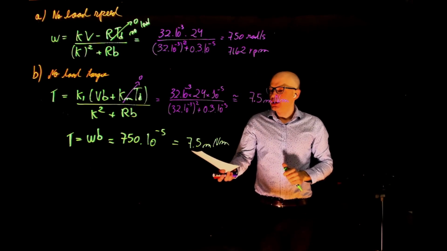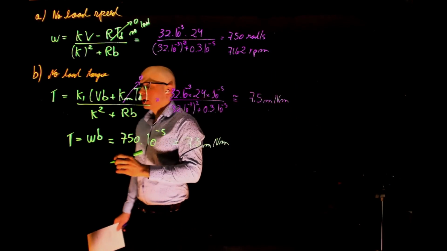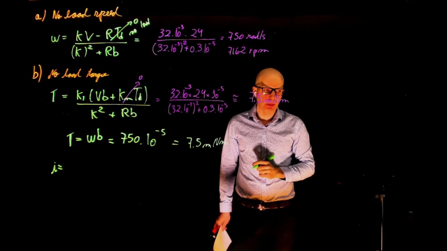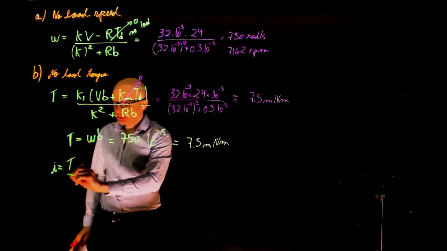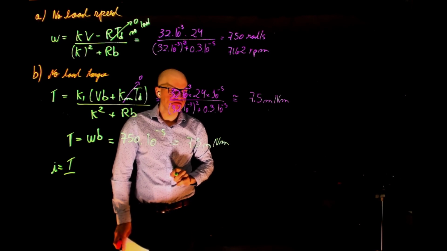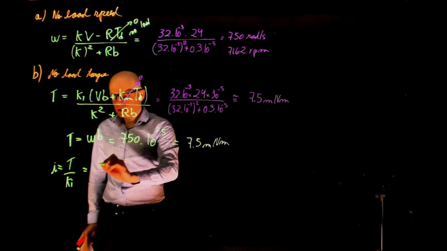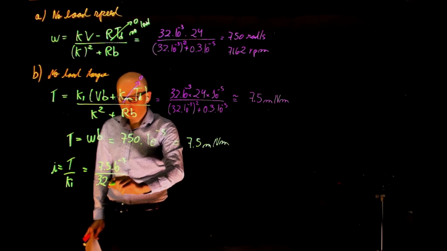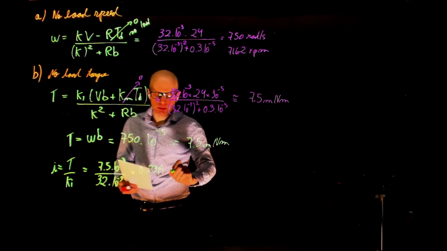All right, this torque is here to overcome that friction. What is the no-load current? It is the no-load torque divided by Ki. That's the right Ki. This is 7.5 times 10 to the power of negative 3 divided by 32 times 10 to the power of negative 3, which should give around 0.23 amps.